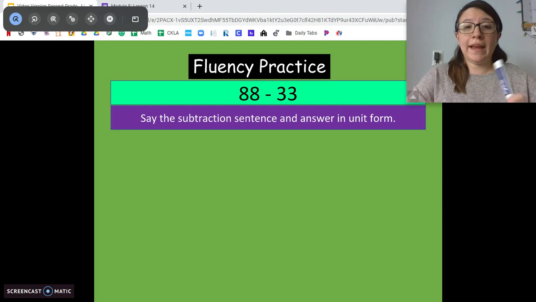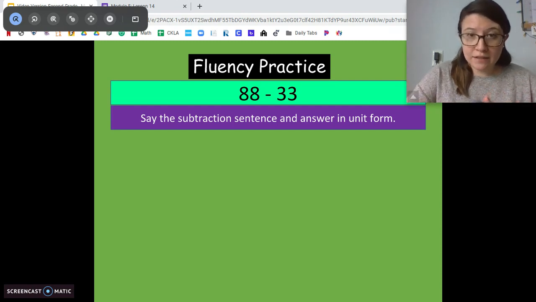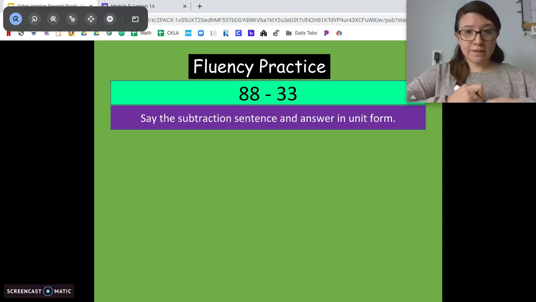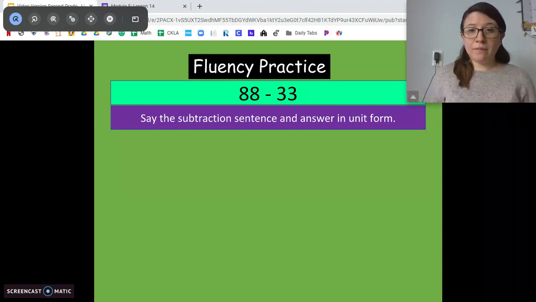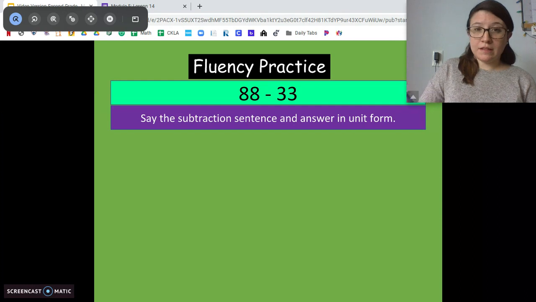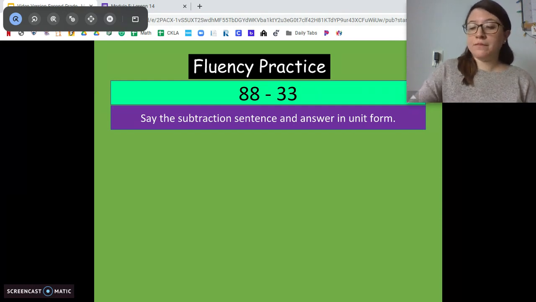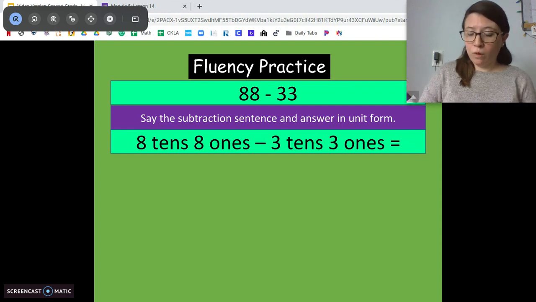Good, so let's start with 88. It's going to be 8 tens, 8 ones, minus 33, which is 3 tens, 3 ones. Okay, now what we need to do is subtract our tens and our ones.